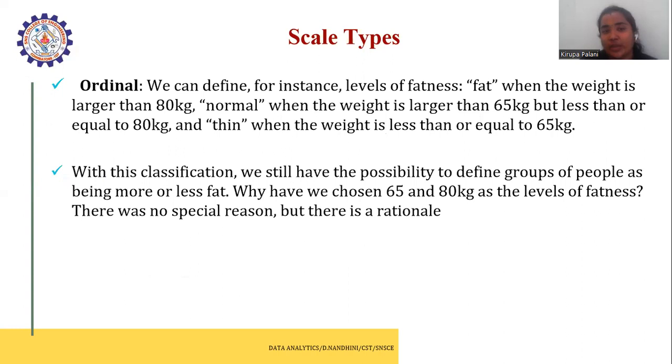Next is ordinal weight. We can define, for instance, levels of fattiness: fat when the weight is larger than 80 kg, normal when the weight is larger than 65 kg but less than or equal to 80 kg, and thin when the weight is less than or equal to 65 kg. With this classification, we can still order the groups of people by their level of fattiness.